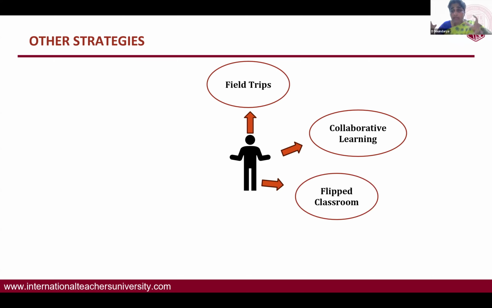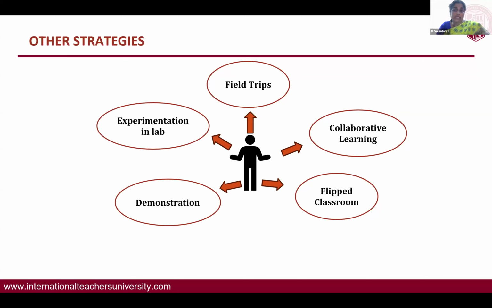Or collaborative learning, where we group them into pairs and ask them to share their ideas about a particular topic. Flipped classrooms, where students explain to other students by becoming kind of teachers, and we as teachers become the facilitators. Demonstration is one of the great ways to represent concepts in all kinds of sciences. Experimentation in the lab: we can take them to a lab, ask them to experiment, find out the results and give them back to us.